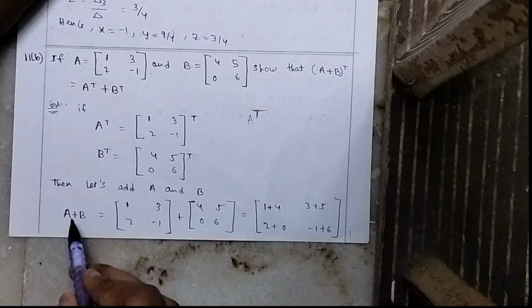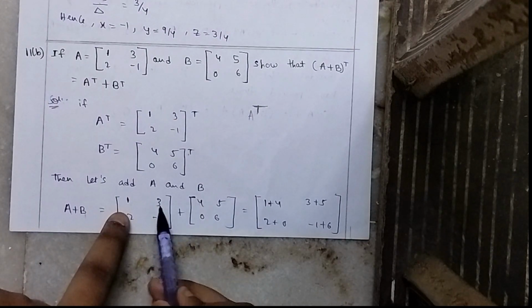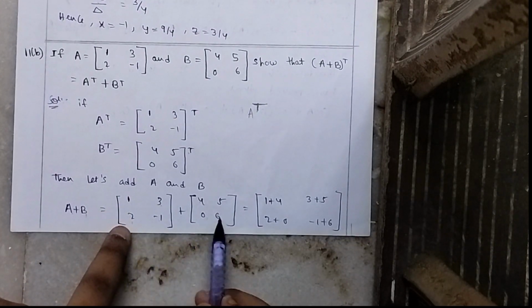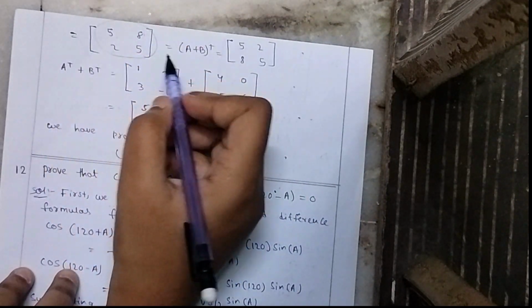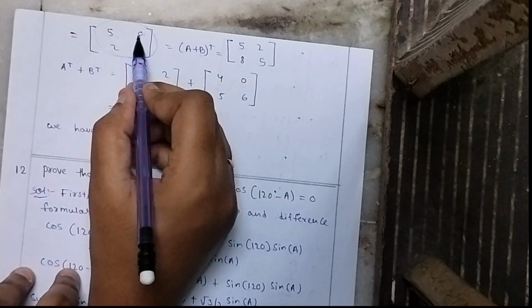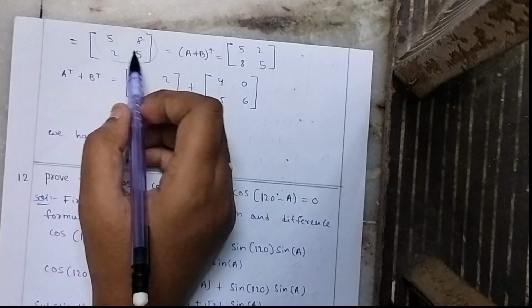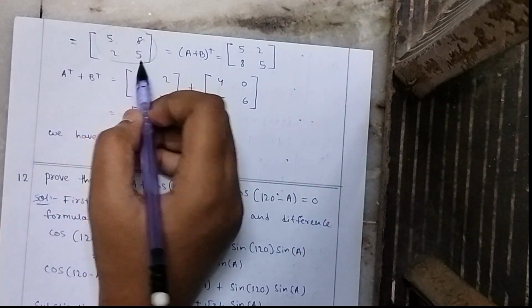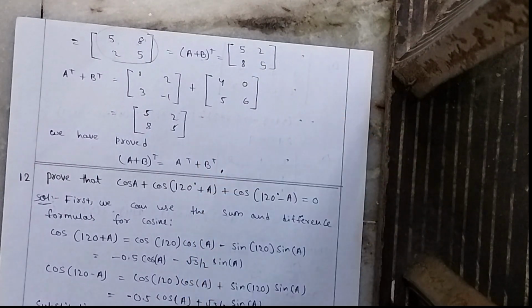First, normally adding A plus B, that means 1 plus 4, 3 plus 5, 2 plus 0, minus 1 plus 6. So the value is [5, 8; 2, 5]. That means this is the A plus B value. And now transposing this, the rows 5, 8 are there. This will be turned into [5, 2; 8, 5], the transpose. The rows are transposed into columns and the columns are transposed into rows.